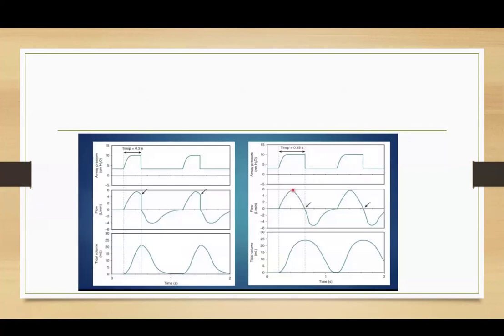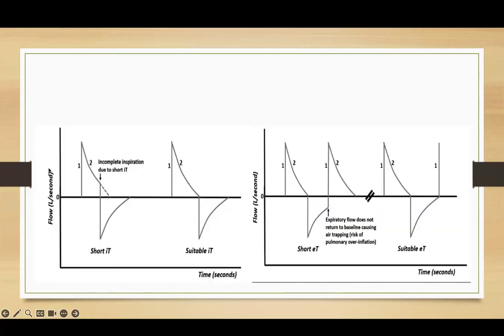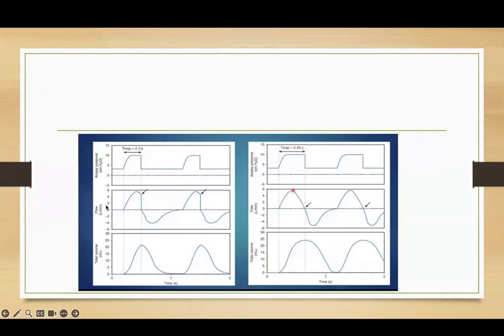For example, in this slide, usually when we talked about TI and TE, usually it's a smooth slope and then comes to the baseline and then drops. Whereas if you see the flow time graph here, there is a sudden tapering there. Initially, we had set a TI of 0.3.